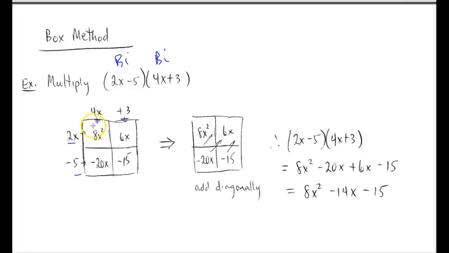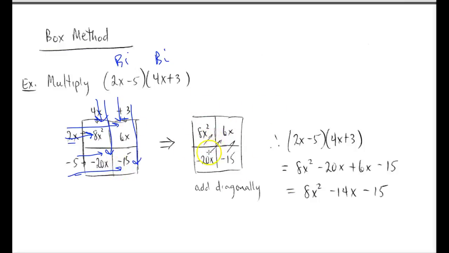And so now all that we're doing is we see that 2x times 4x is going to give us 8x squared, and 2x times a positive 3 gives us 6x. Same thing, negative 5 times a positive 4x gives us a negative 20x, and a negative 5 times a positive 3 gives us a negative 15. So that's how we get this.